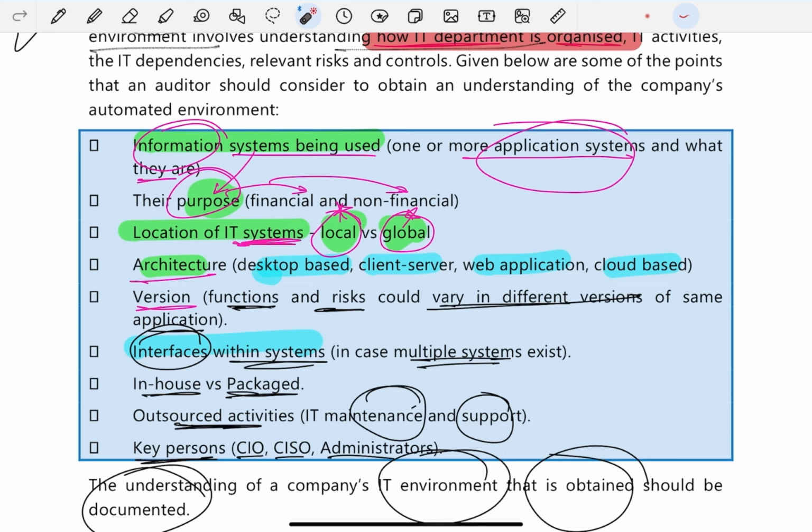What is the location of the IT system? Where is it located? A company might have businesses in more than one country. Where is the information system of that company located? Is it located locally or globally?